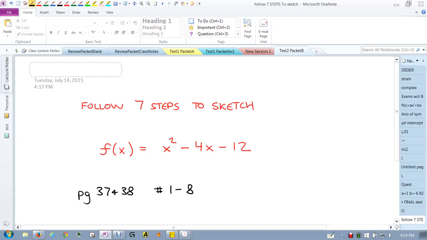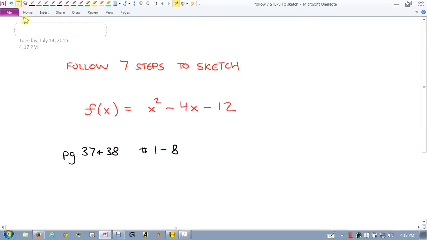Okay, below the problem is the homework assignment that goes with this section. I haven't finished it. We still need to do applications. We'll do that next time. But it's on page 3738, problems 1 through 8. They ask you to graph, axis of symmetry, all this stuff.